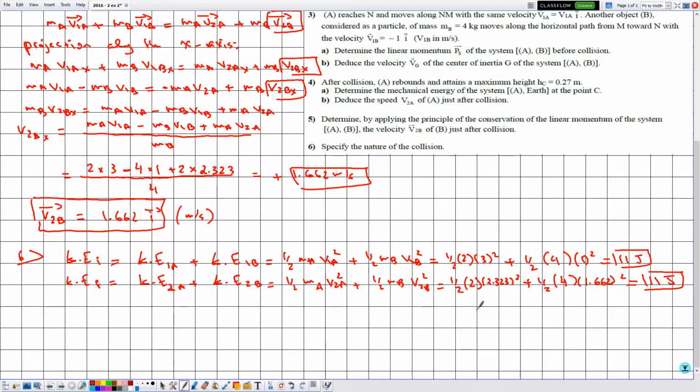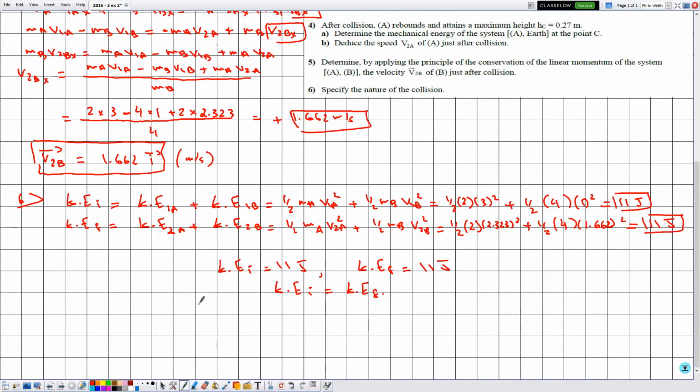Whether the collision is elastic or not depends on the value of the kinetic energy of the system. So in this case, we know that initially the kinetic energy is given by 11 joules, and finally the kinetic energy is given by 11 joules, and in this case we can say that kinetic energy initial is equal to kinetic energy final by comparison. So let me state the reason: since kinetic energy initially is equal to kinetic energy final, then the type of collision is elastic.